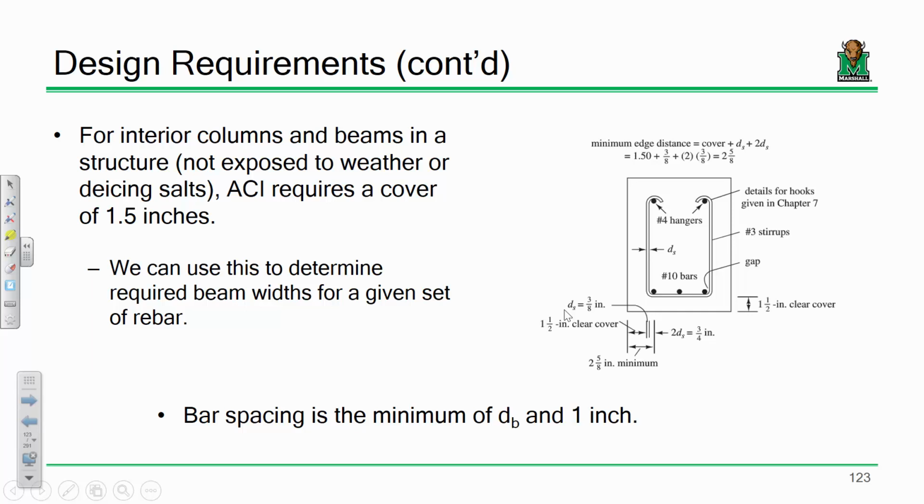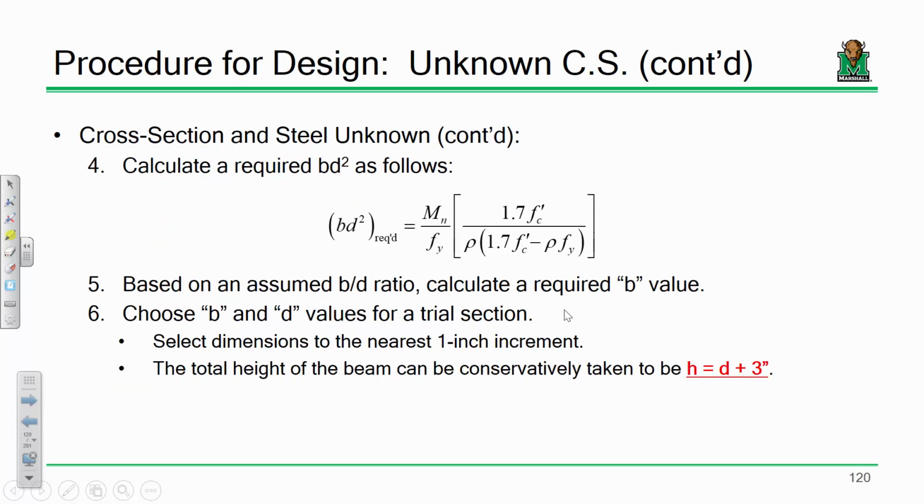And I have that here on step 6 where I say choose B and D values. So make sure you're selecting to the nearest 1 inch increment. Even inch increments might even be better, based on ready-made forms and whatnot. And for the height of the beam, 3 inches plus your D is a pretty good way to go. That's good stuff. Yes.